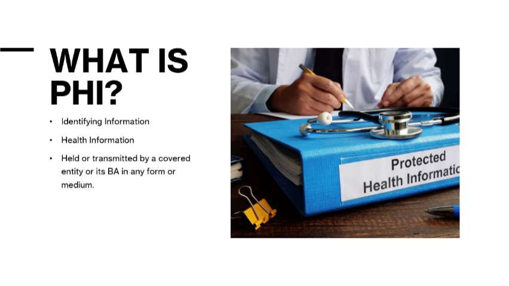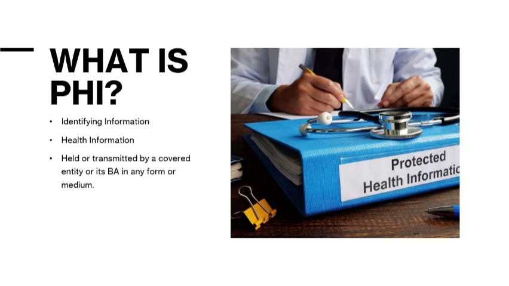HIPAA's privacy rule safeguards protected health information across all mediums such as paper, electronic, and imaged. To be PHI, information collected from an individual must meet three parts. So there are three requirements, and the first requirement is that the information must either identify the person or provide a reasonable basis to believe the person could be identified from the information given, including demographic information.